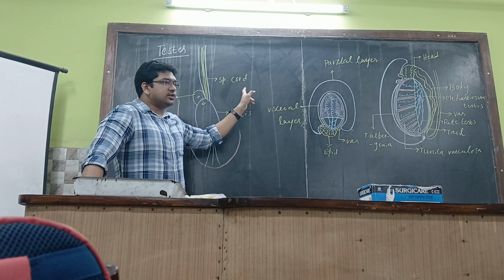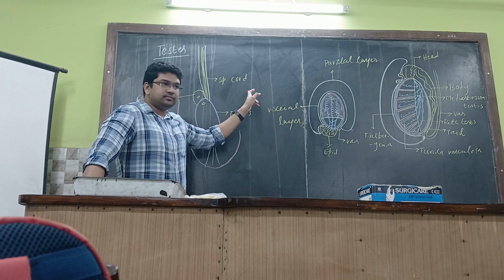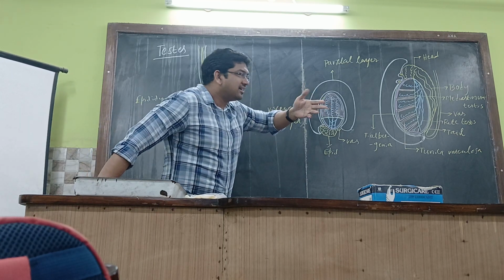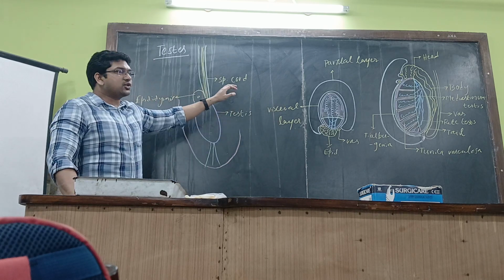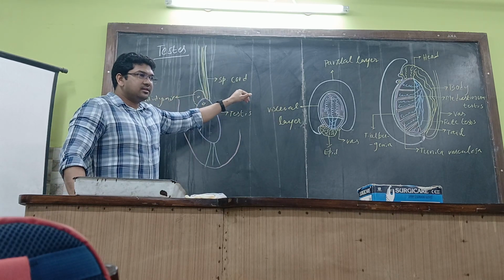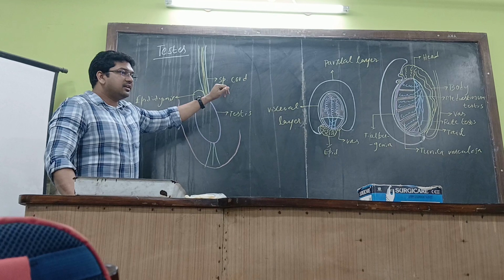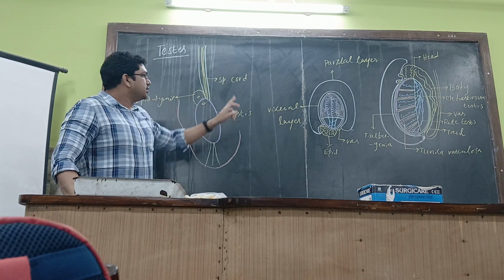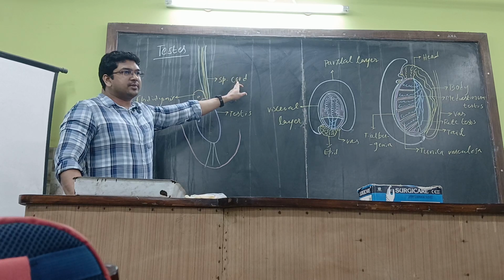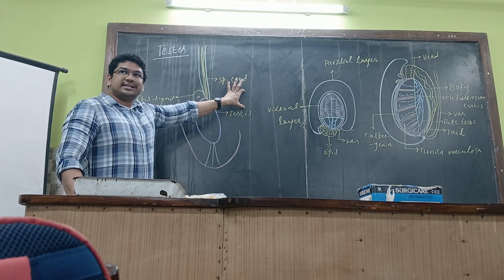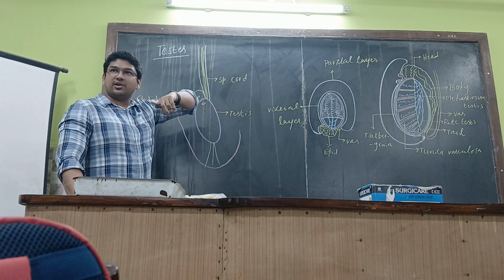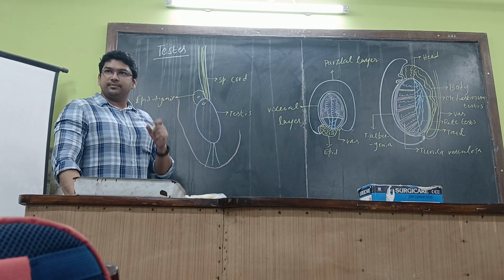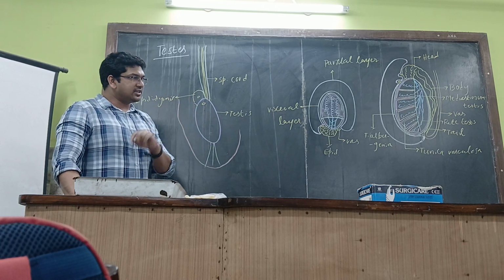Seminal vesicles. What is the use of seminal vesicle? Seminal fluid will be secreted from the seminal vesicle. Nutrition for the spermatozoa will be produced by the seminal fluid, which will be secreted from seminal vesicles. We have seen already, behind the base of the urinary bladder are the seminal vesicles. We have seen already, right?